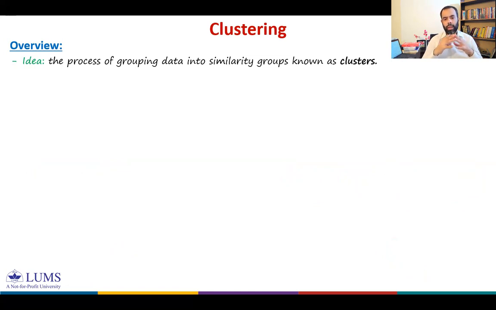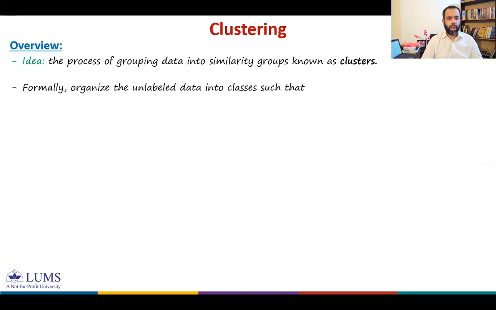And clustering, as I said, has a long history. In some fields, it is referred to as classification. For example, statisticians refer to clustering as classification. Psychologists refer to clustering as sorting. People in marketing call clustering segmentation. So people give different names to clustering in different fields.